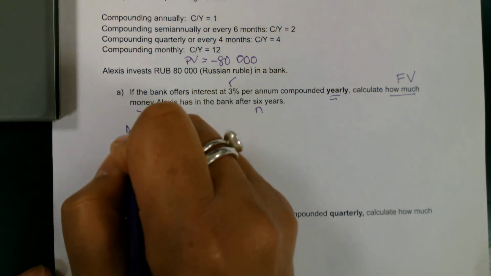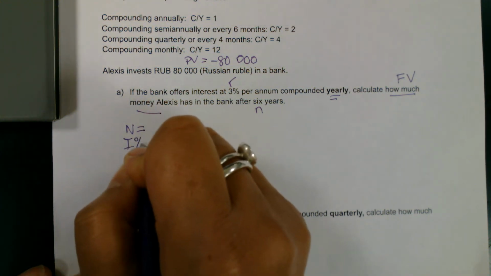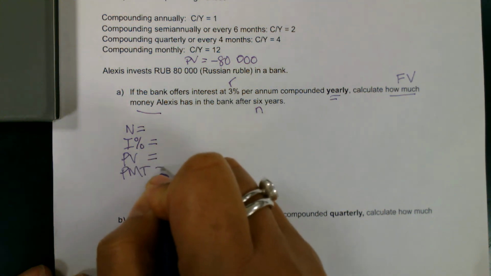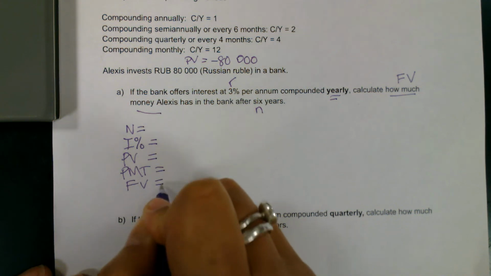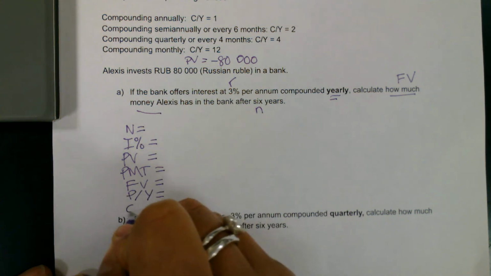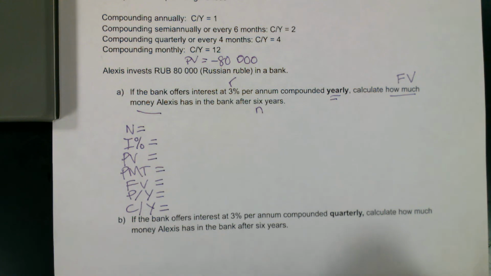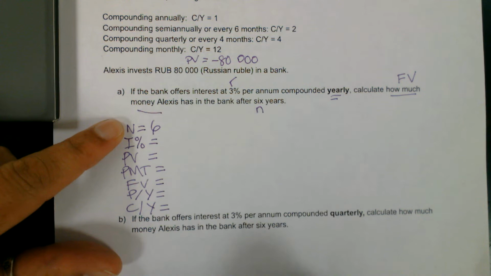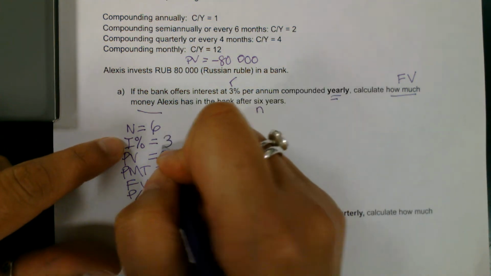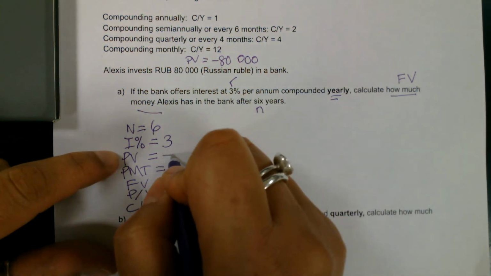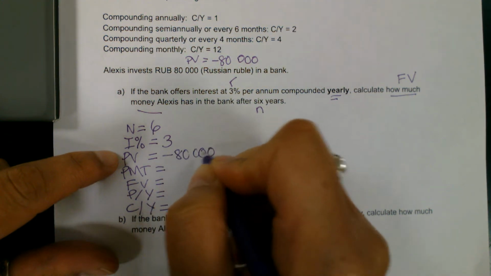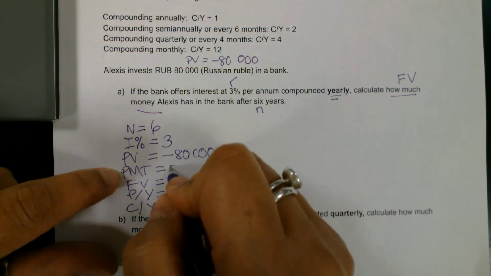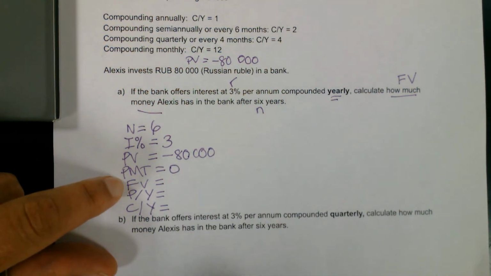So let's write down our menu. N equals, I percent equals, PV equals, PMT equals, FV equals, PY equals, and CY equals. All right, so let's write our numbers in. So N, 6 years, perfect. N is number of years. I is 3. Remember, we don't have to change that. Present value, she's putting in 80,000. So from her perspective, she is now down that money. So that's why it's negative. Our PMT is 0. We're not dealing with annuity yet.